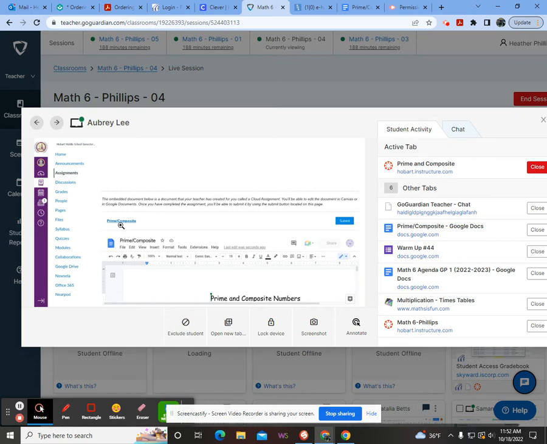Okay, so not yet, Aubrey. Let me go over it again. So when you go from the agenda and click on the assignment, it's going to pull up a screen like this. You can work down here on the bottom half, but it's a little hard. Okay, it is much easier if you click on the Google Doc link here, and then it'll make it full screen. So Aubrey, go ahead, and then you'll be good.